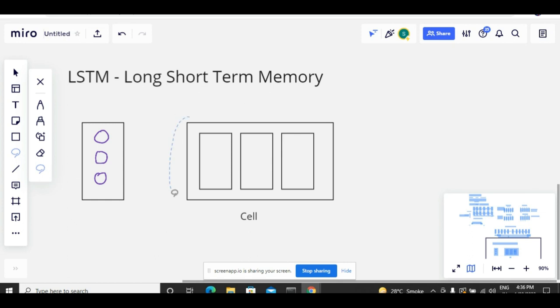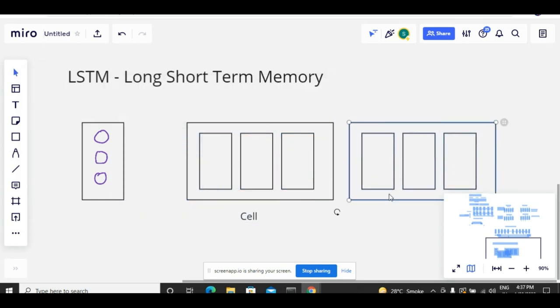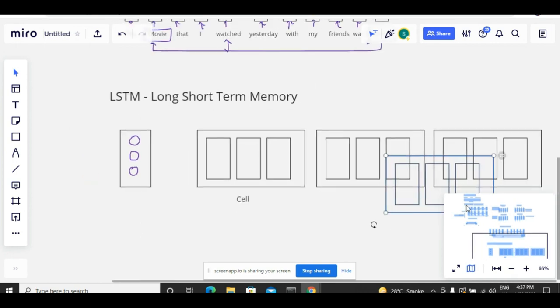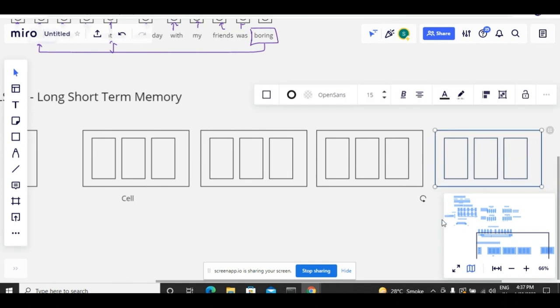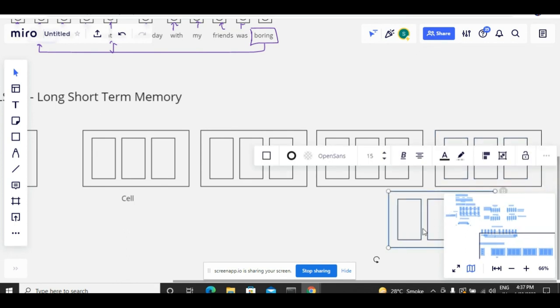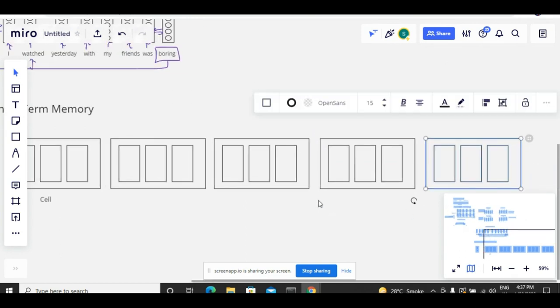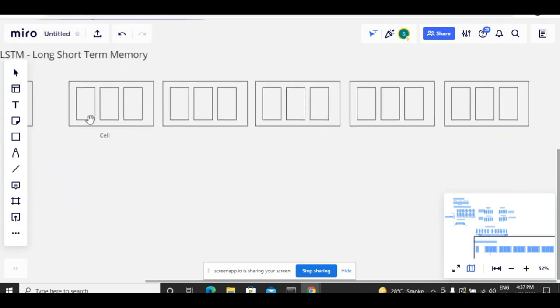And similarly, multiple cells are connected to each other. How many cells will be there? That completely depends on the length of your document. Just like we have multiple RNN units depending on the length of the document, similarly we have multiple LSTM cells depending on the length of the document.